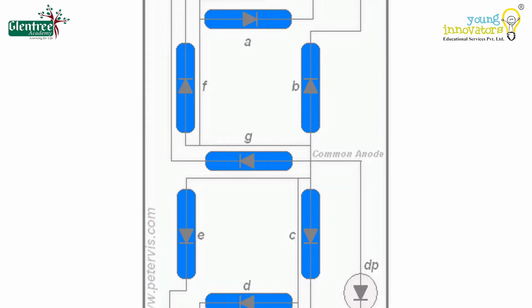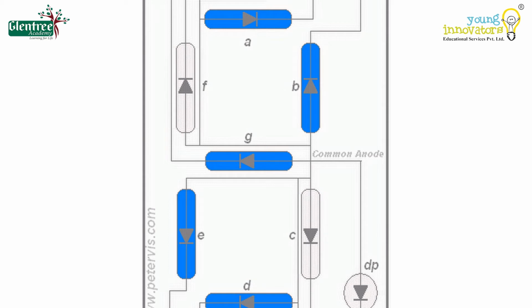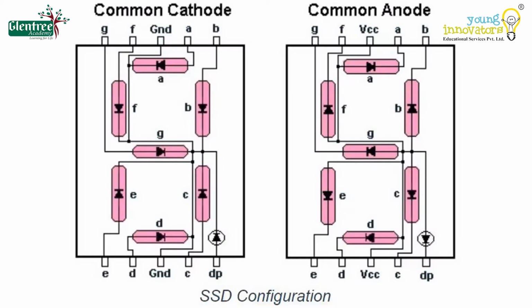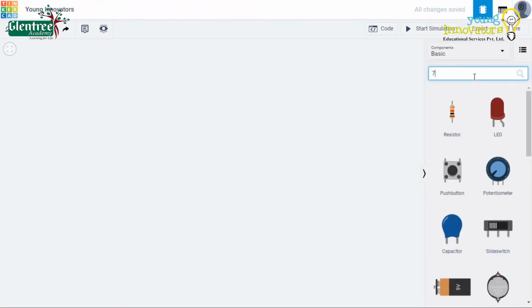Looking at the internal structure, the LEDs are placed perpendicular to each other, which forms the shape 8. Based on the connections to the middle terminal, a 7-segment display can be connected as a common anode or a common cathode. Now, let us look at the 7-segment display module on Tinkercad and how to use it.